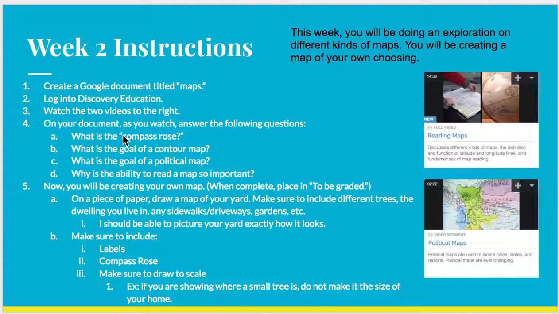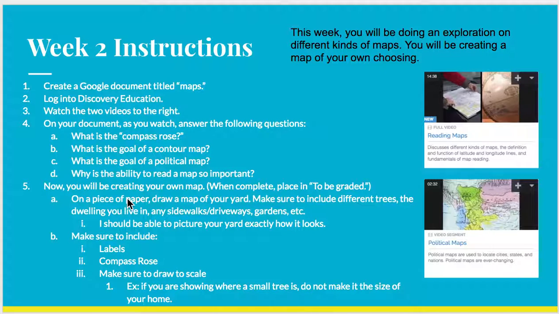Then on your document, I want you to answer the following questions, and you can do this throughout the video or you can wait until the end. First of all, what is a compass rose? What is the goal of a contour map, which is something that you should have known from our last history or our geography unit. What is the goal of a political map? Why is the ability to read a map so important?